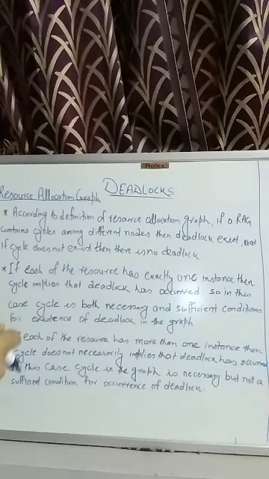Now, according to the definition of resource allocation graph, if a resource allocation graph RAG contains a cycle among different nodes, then deadlock exists in the system. And if a cycle does not exist, then there is no deadlock.